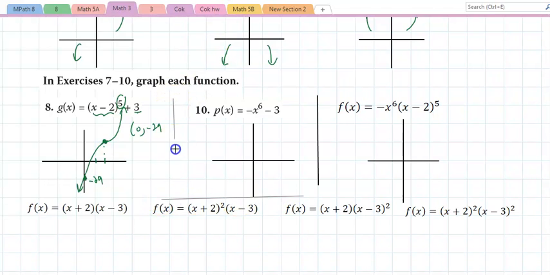If I look at number 10, I know what x to the 6th looks like. That's a parabola. Negative means it opens down, and this is going to shift it 3 units down. 1, 2, 3. So the graph looks something like this.